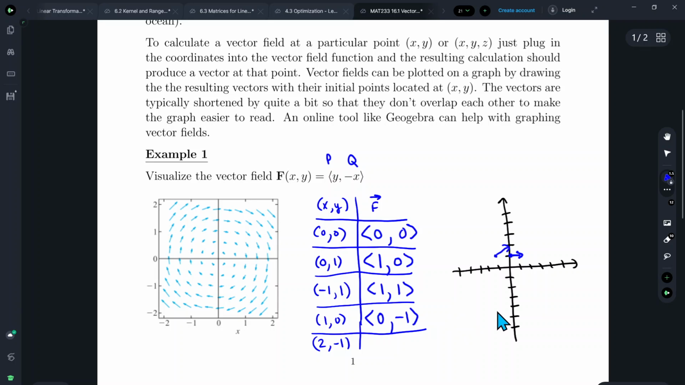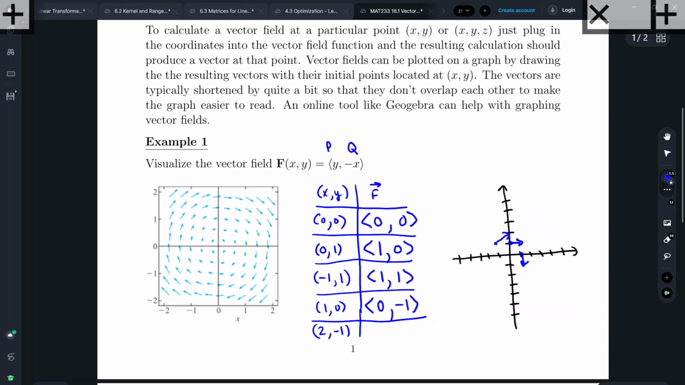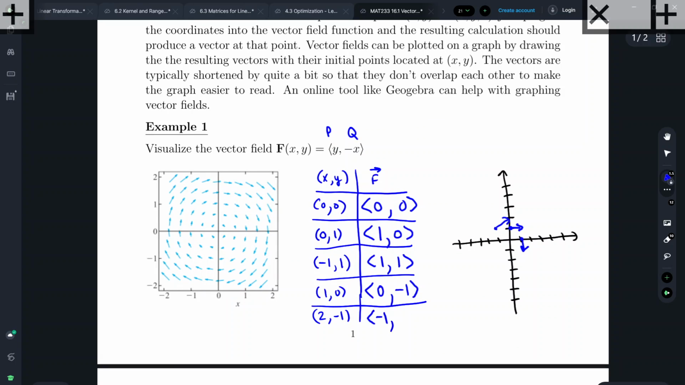At the point 1, 0, which is this point here, I draw in the vector 0, minus 1, so it's a vector pointing down. Finally, this last one, the y coordinate is -1, and then negative x would be -2. So at the point 2, -1, which is this point here, I draw in the vector -1, -2. The vector -1, -2 would be a vector that points in this direction.